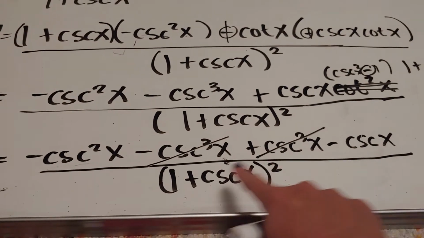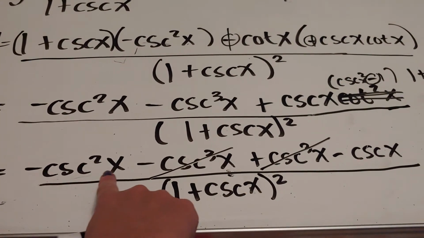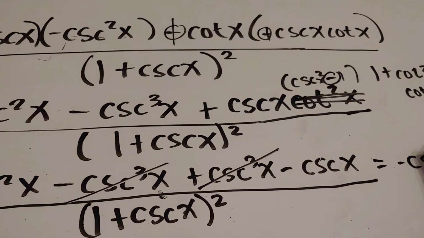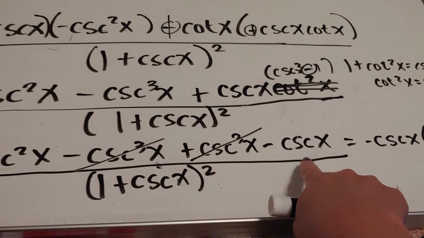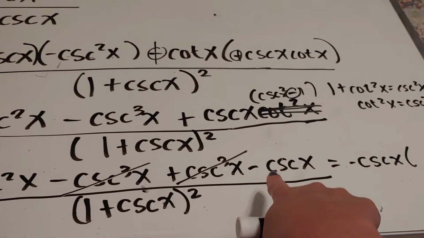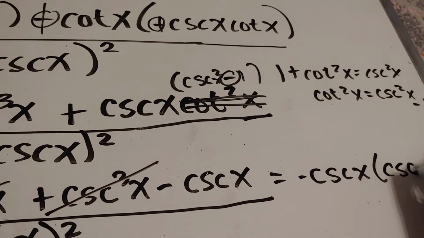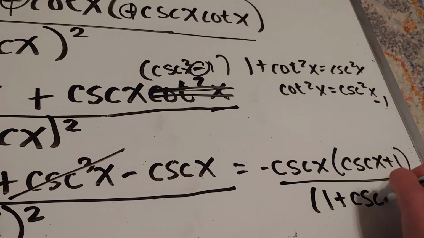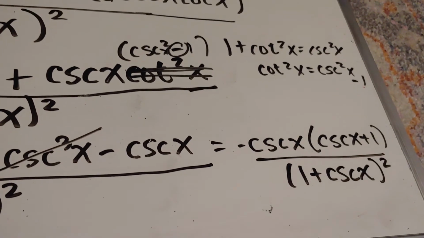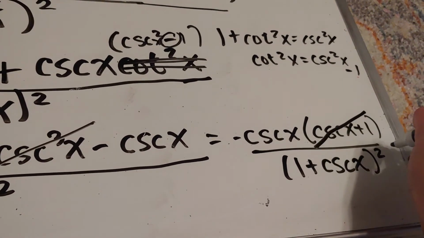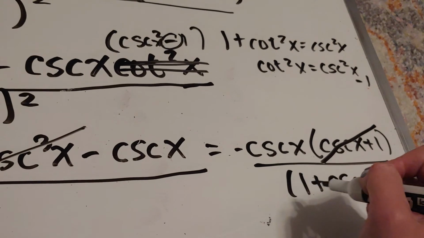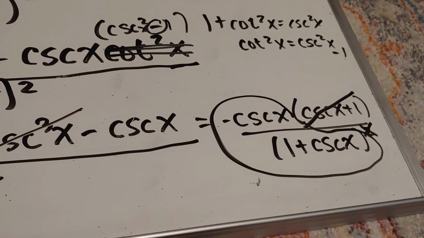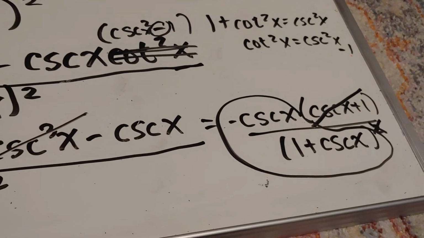Okay, so here's what I've got. I've got negative cosecant squared x minus cosecant x. I can factor out a negative cosecant x. And I'd have a positive cosecant x plus 1 left behind. Which is awfully nice, because look at my denominator. Oh yeah, it happened. So my final answer, because I'm running out of board, is that guy. Negative cosecant x over 1 plus cosecant x.